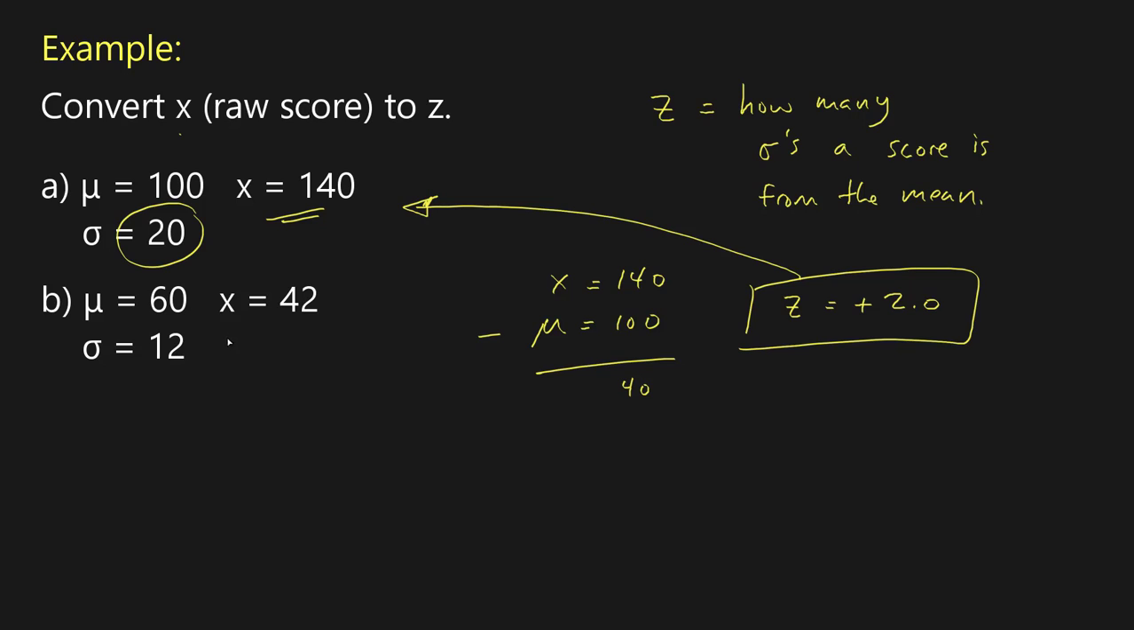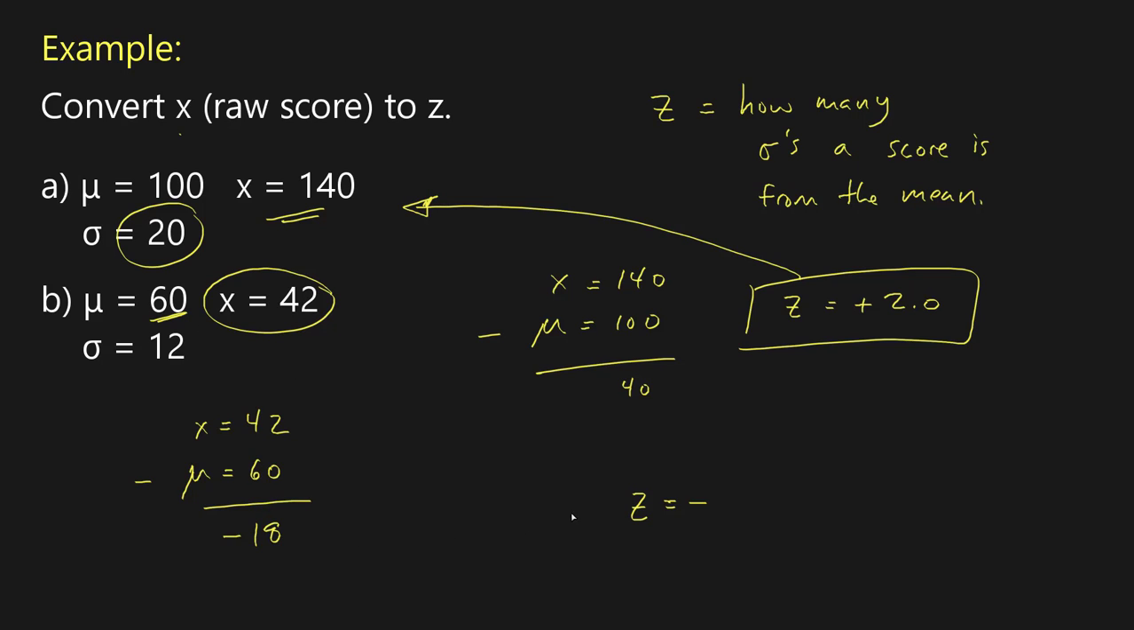What about in part B? Well, we can do the same thing. We can figure out the difference between 42 and our mean, which is 60. Now if I find the difference, it's going to be negative 18. And the negative tells me that my z-score is going to be negative. My z-score being negative tells me that my raw score is less than or lower than the mean. How much lower is it? Well, I need to know how many 12s it is. I know that it's 18, but how many times does 12 go into 18? How many standard deviations is 42 away from 60?